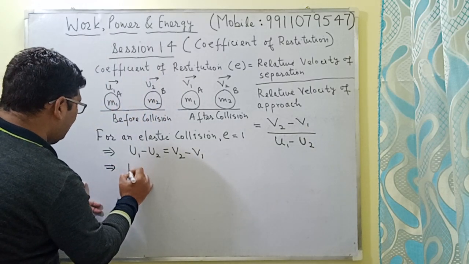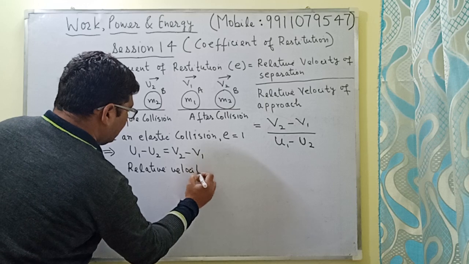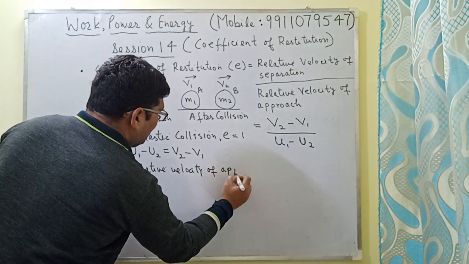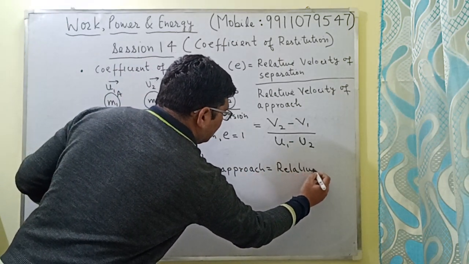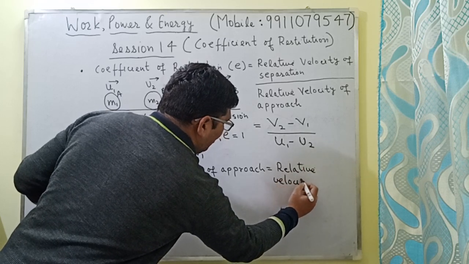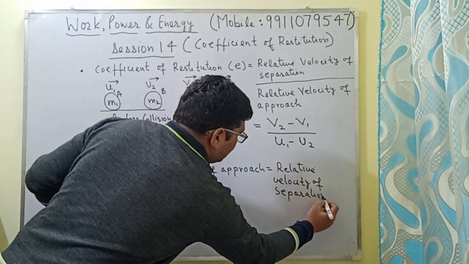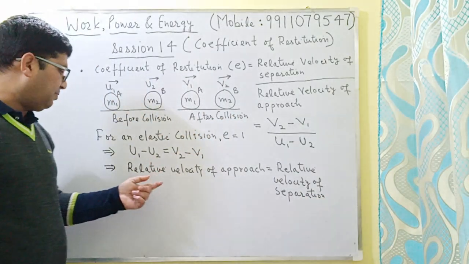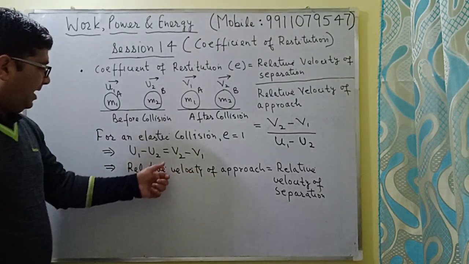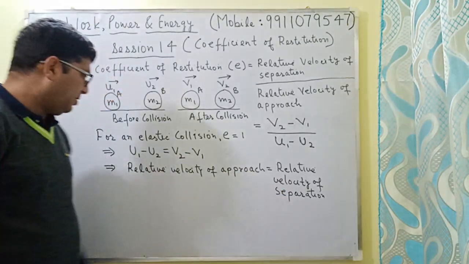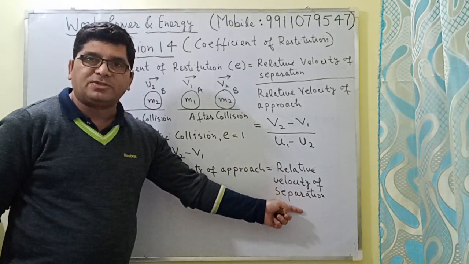it implies that relative velocity of approach is equal to relative velocity of separation. From this formula, we can simply say that u1 minus u2 is the relative velocity of approach, and v2 minus v1 is the relative velocity of separation. Okay, so for an elastic collision, the relative velocity of approach is equal to the relative velocity of separation.